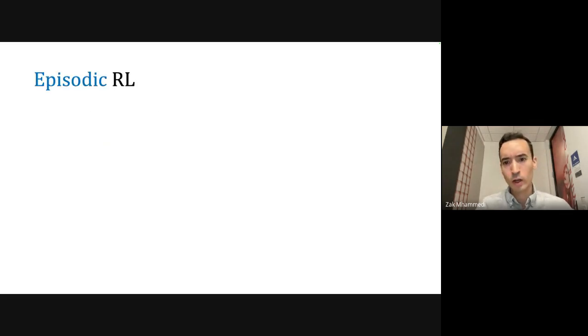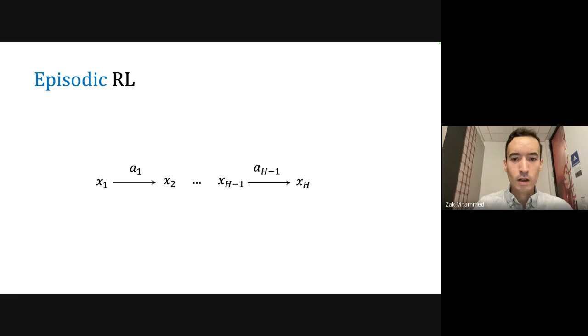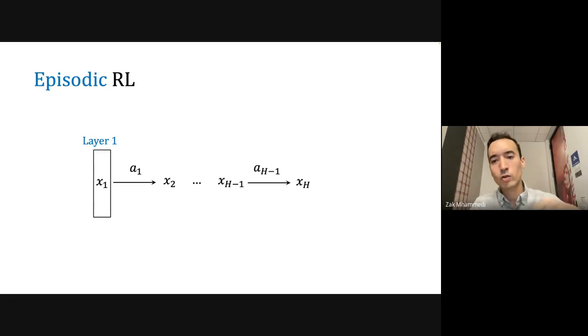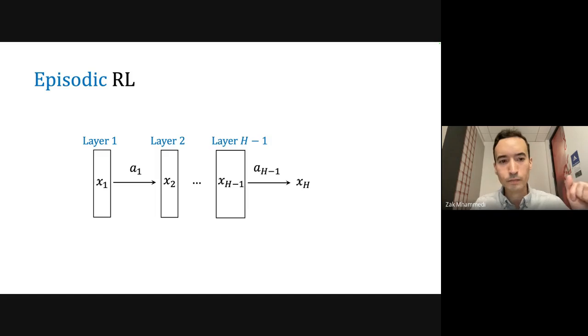So we'll be working with episodic MDPs with horizon H. In each episode, the agent starts at some initial state, takes some action, and transitions to a new state, for H times. And from here on, I'll use the word layer to refer to a specific time step within the episode.